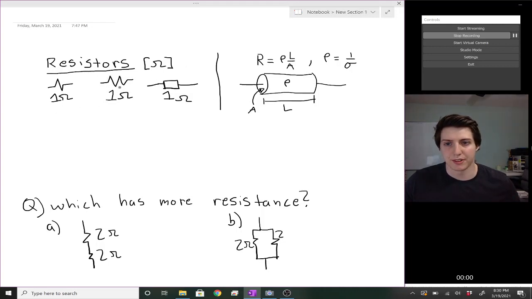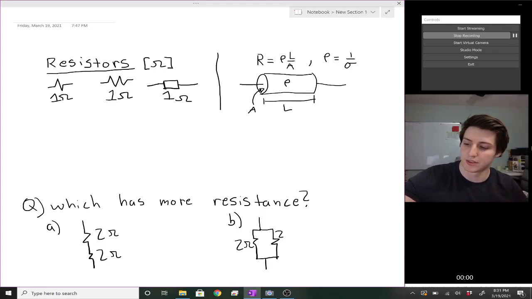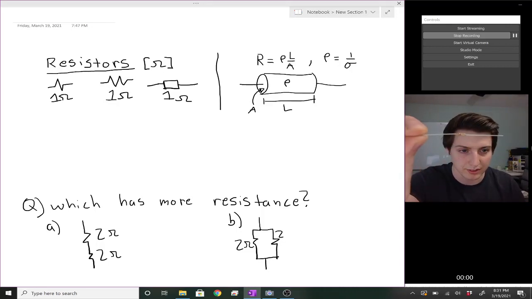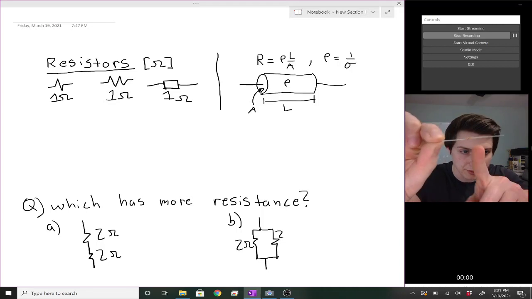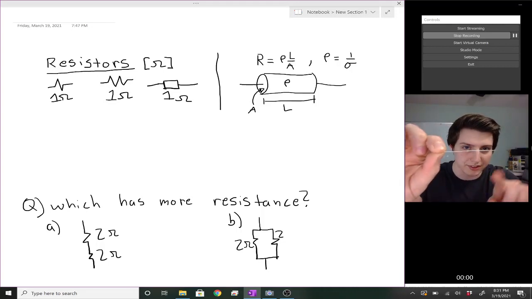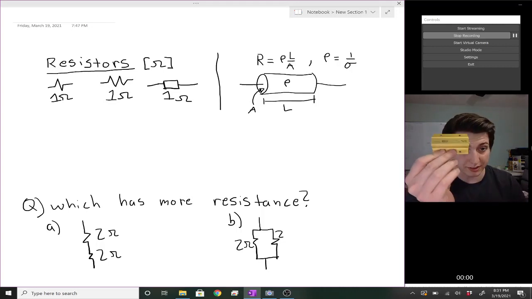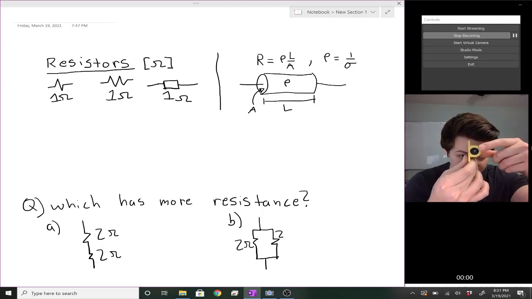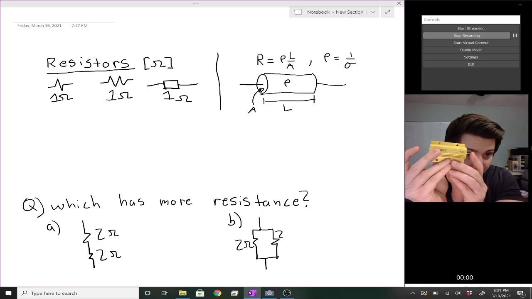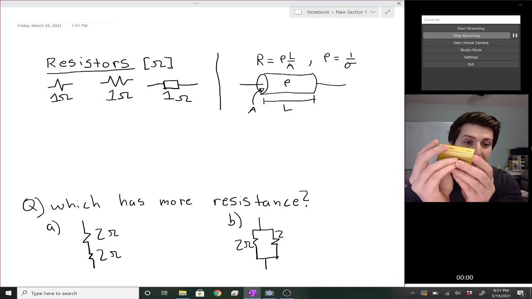So resistors are used to limit the current in a circuit, and their unit is the Greek letter omega, symbolizing ohms. Typically, the resistors you will see look like this, where this little bead is your actual resistor, and then your wires are there. You may also encounter something that looks like this, where this is your resistor, and then you have two wire terminals which you can solder wire to.